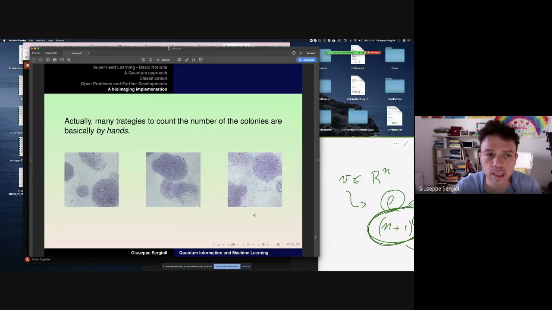We have to deal with pictures like this. If you look here, you can see 1, 2, 3, 4 colonies. Here we have 1, 2, and maybe 3. Here we have 1, 2, maybe 3, 4, maybe 5.